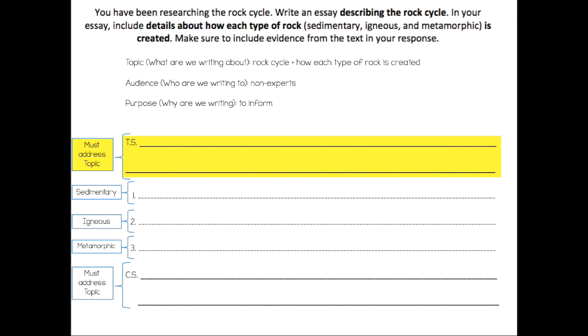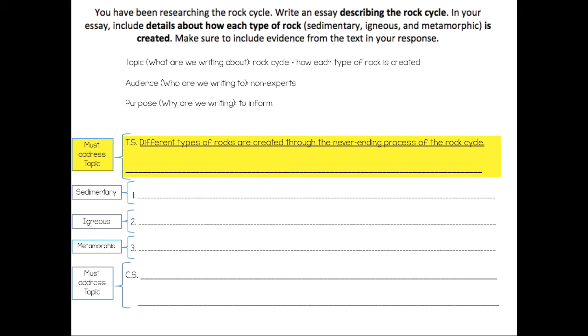We know our TS needs to address the topic, the rock cycle, and how each type of rock is created. So there are lots of different ways we can approach this, lots of beautiful sentences that we can write that would address this prompt perfectly. Here's the one that I chose. Different types of rocks are created through the never-ending process of the rock cycle.